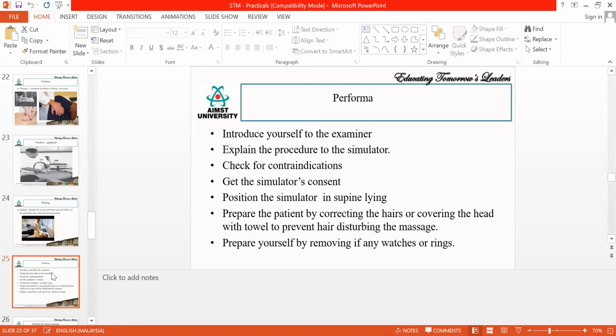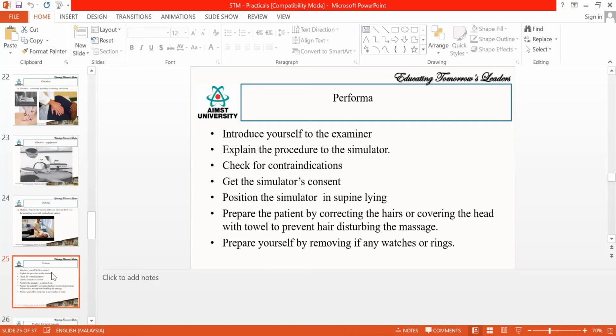Then explain the procedure to the model. Explaining the procedure means you need to explain 3 things: what is his problem, what you are going to do, and how it is going to help him. Then after explaining these 3 things, you ask him whether he has any doubt. If he has any doubt, clear his doubt. Then you get the consent. You tell him, I'm going to touch some of your body parts, so can I get your consent? So get the consent. That's very important.